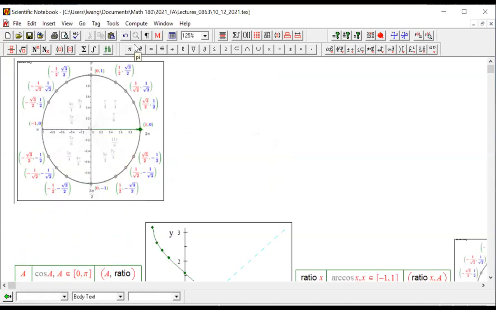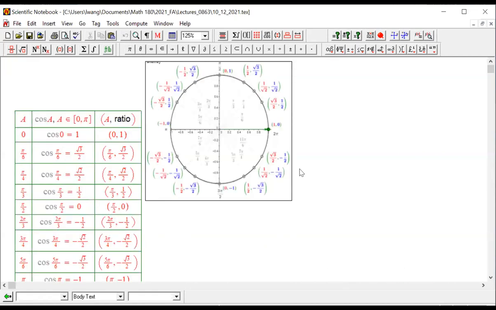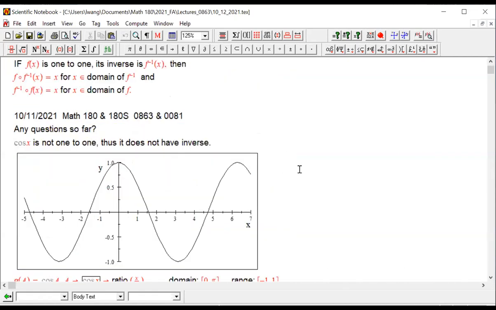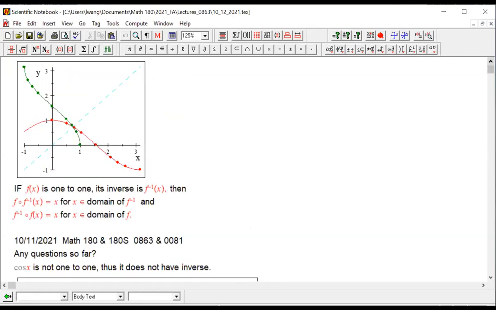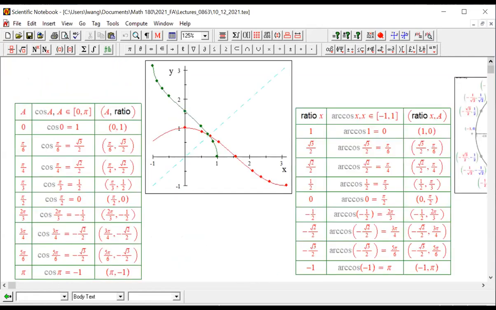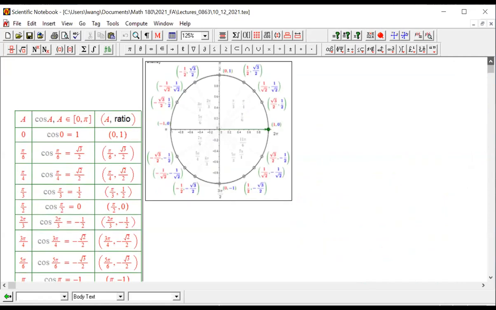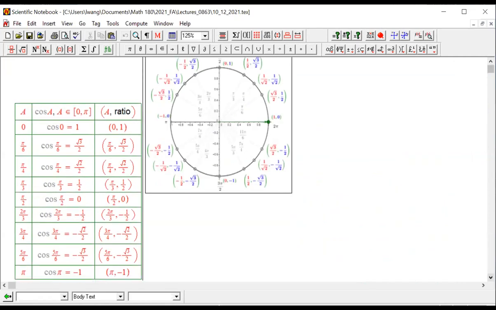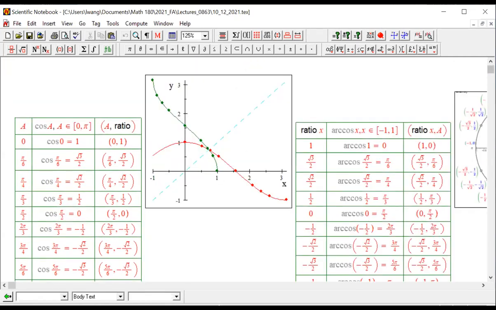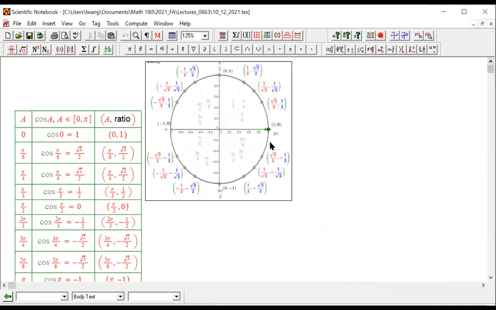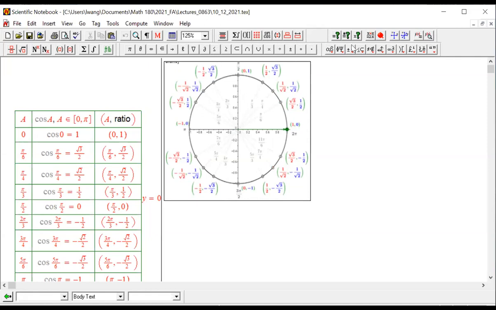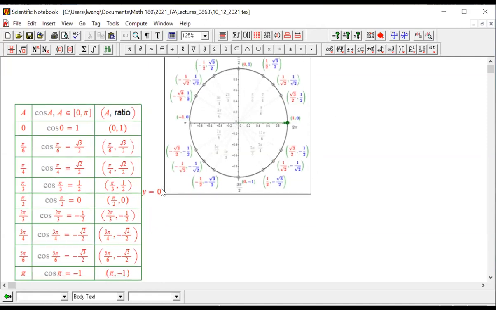Did I draw cosine yesterday? I did. Never mind, it's not a big deal to draw it all over again. So I'm drawing cosine, y equals 0. I'm going to draw the cosine curve.